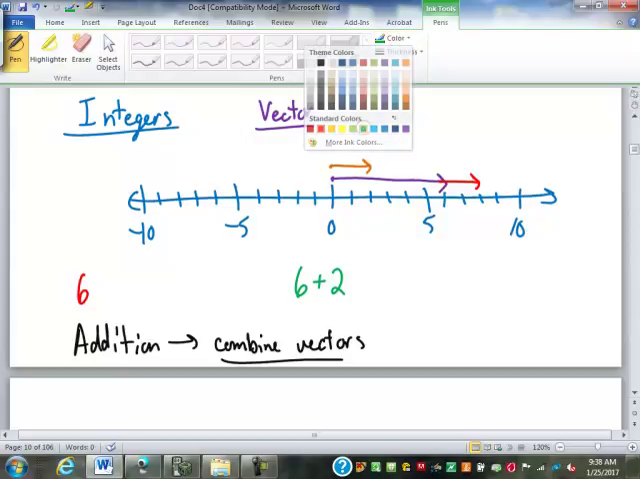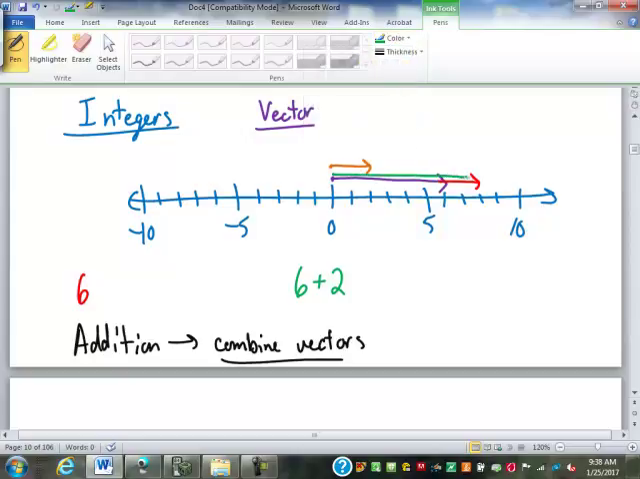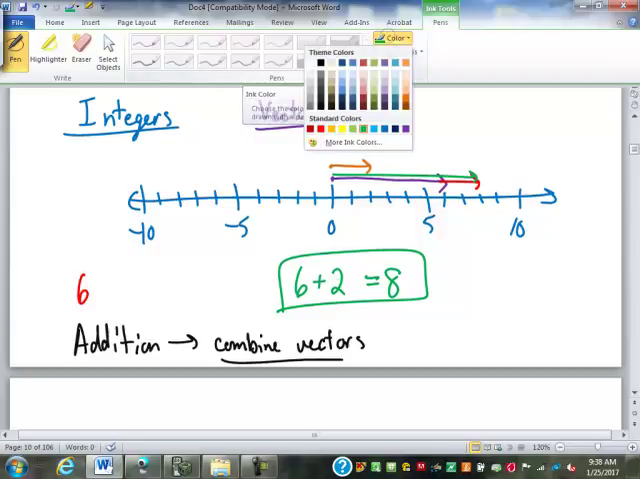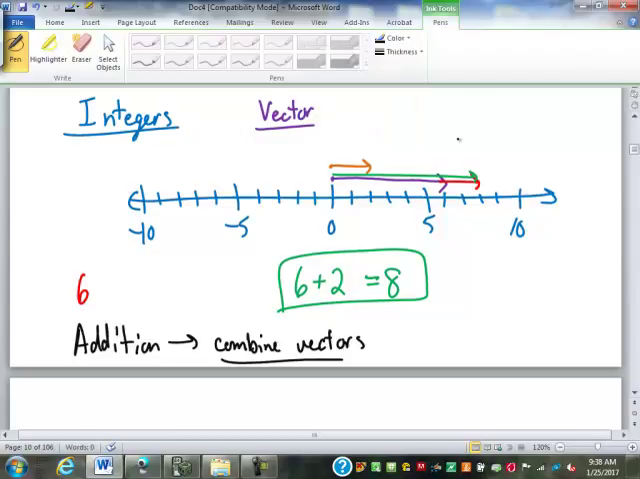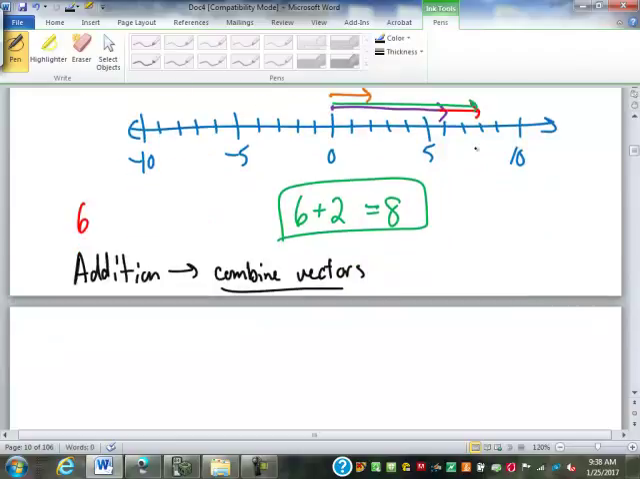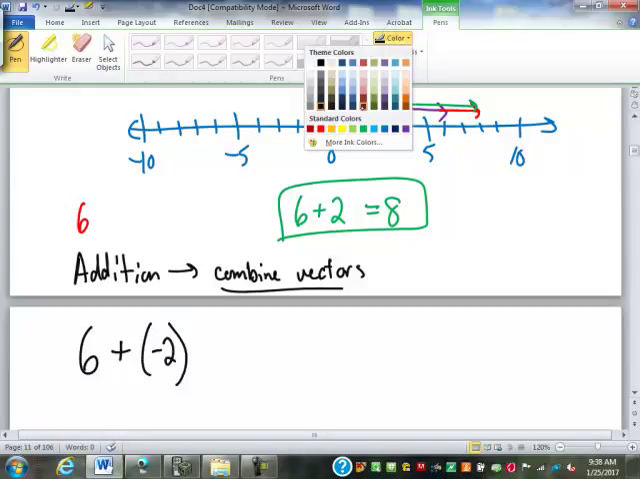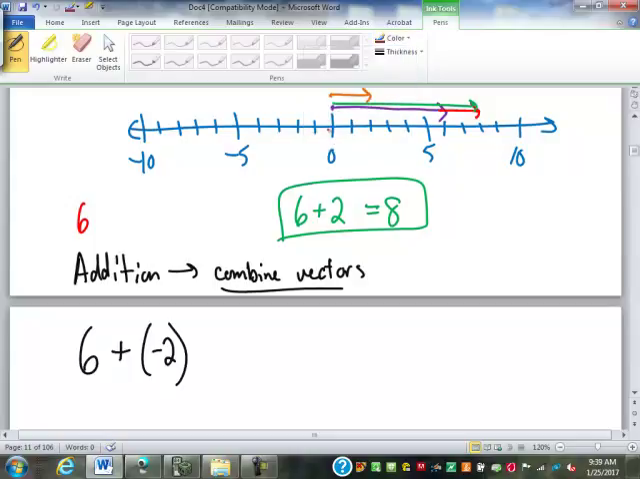So those two vectors together now make one long vector that goes how far? 8. So 6 plus 2 is 8. Now again, you guys didn't need to draw that out to add 6 plus 2 because most of you have those addition facts memorized. But the reason I show you that is, now what if this problem becomes 6 plus a negative 2? Now the parentheses there are just to represent that that's a negative 2 and not minus 2, not subtract 2.